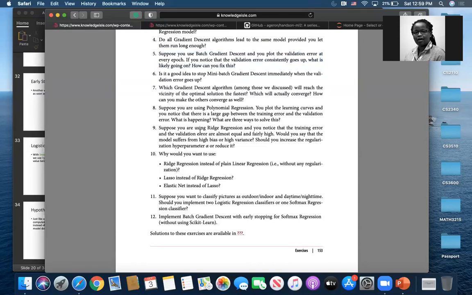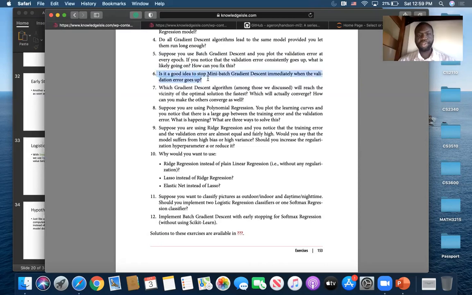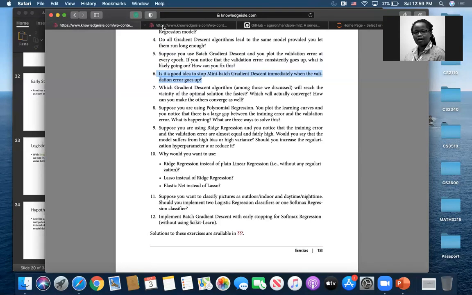And then is it a good idea to stop mini batch immediately when the error goes up? No. I think you let it go on a little bit, save your data, and ensure that it's correctly going up. And then which gradient descent will reach the vicinity of the optimum solution the fastest? That's usually the stochastic gradient, but it never converges. So that's why you have to use techniques to make it stop.